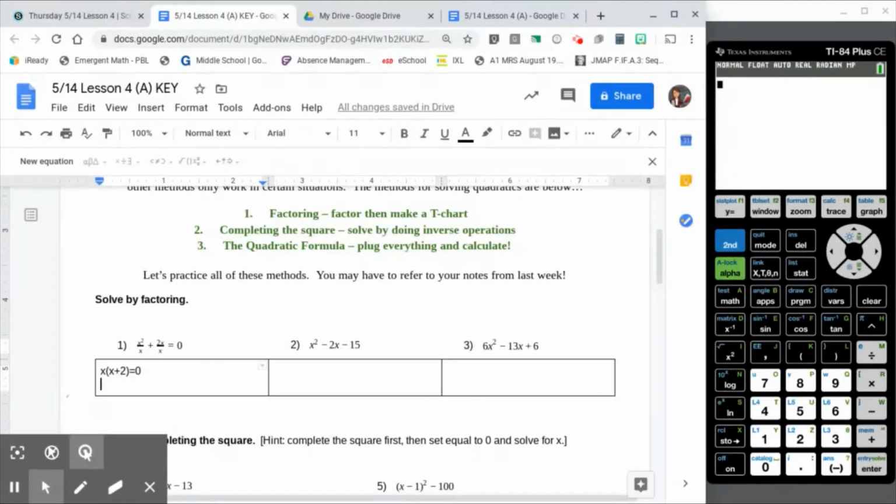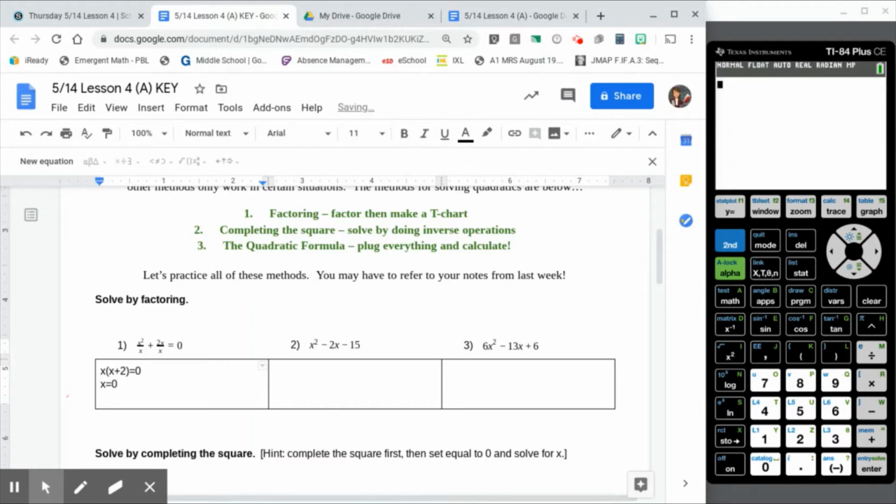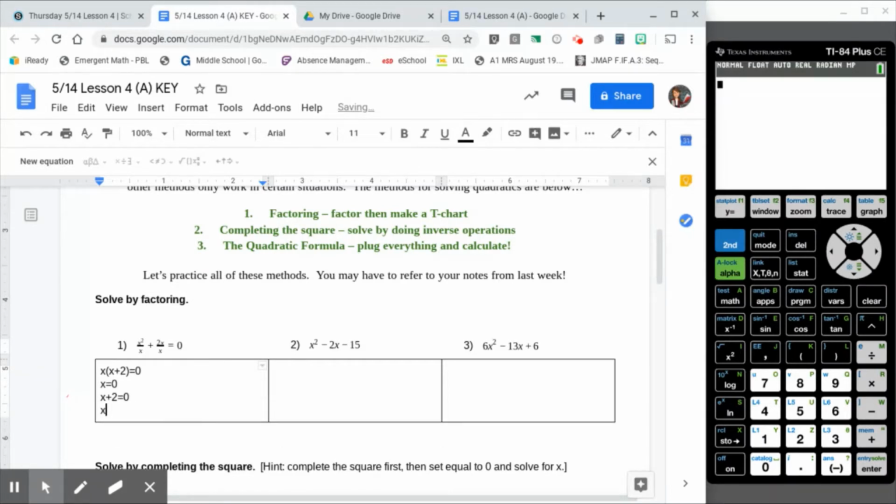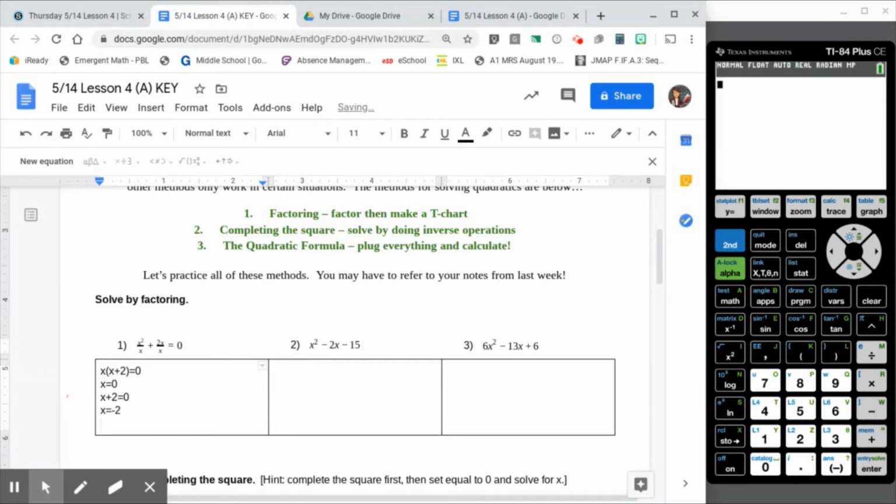So we get x equals 0 as one solution. Then for the other solution, we have to set the factor equal to 0 first. And then we subtract 2 on both sides, so we get x equals negative 2. So my solutions, I'm going to write these in interval notation, are negative 2 and 0.